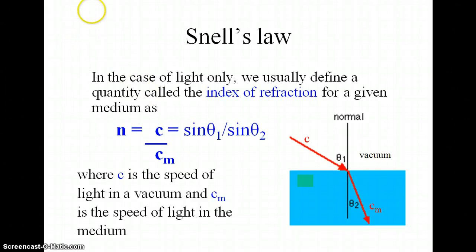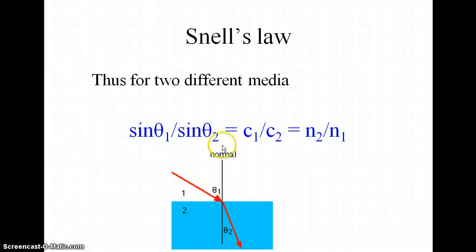So the speed of light in a vacuum divided by the speed of light in the medium is called the index of refraction, the refractive index. Now you might have two different media.